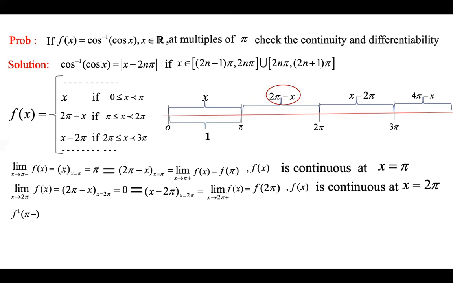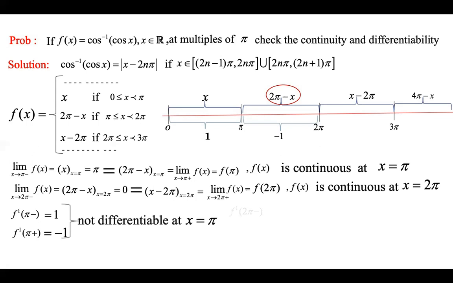So at pi, the left derivative is 1, and at pi the function value on the right side is given by 2 pi minus x. So its derivative is minus 1. Therefore, at pi the right derivative will be minus 1. Here the left derivative is 1, the right derivative is minus 1. Therefore, the function is not differentiable at pi. Right? The function is not differentiable at x is equal to pi.